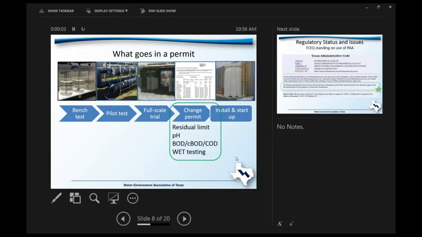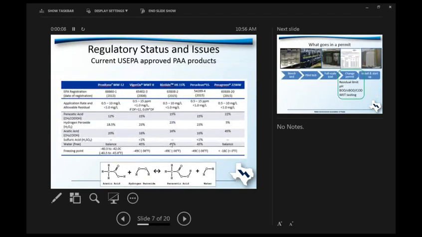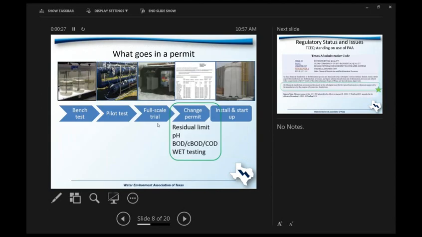Okay, so I think I was on this slide, which is showing the different products. Just to show, these are 5 approved products for wastewater disinfection. Their label allows for a residual of 1 milligram per liter, though sometimes utilities do go down to lower residual levels for discharge. So in a permit, we'd see that residual limit listed along with pH and BOD, CBOD, or COD requirements, as Carl mentioned, and also a requirement for WET testing like you would have for other chlorine-based disinfectants.